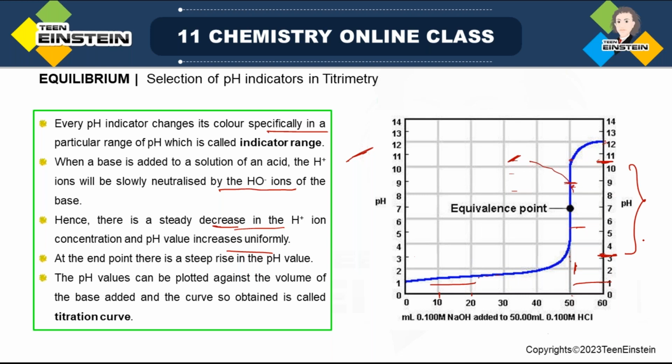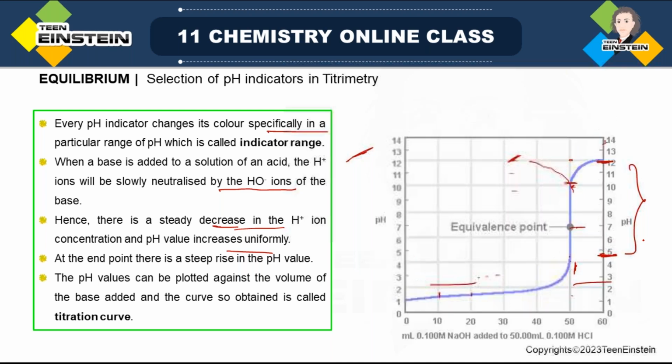Otherwise, if you take any indicator which is beyond this range, obviously that will not show any color change, because we want to see the color change only in this range. Then only we will be able to stop the titration process. So once you see the color change, you just stop the process. That means the amount of base, it is completely consumed by acid or vice versa, right? So in this case, it is around 3 to 4 to 10 to 11.